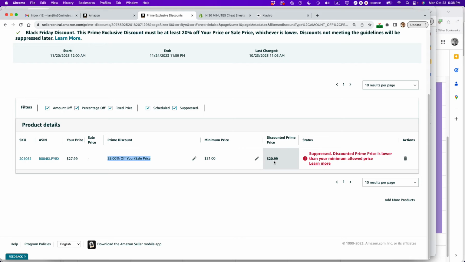So it rejected me. And basically what I need to do here, I can either delete it, or I can adjust the discounted Prime price, or I can adjust the discount that I'm applying. The way I'm going to do it is, because I don't want to go lower than $21, I mean, you can see that this is a low price item already. I'm not going to give Amazon any more of my margin.